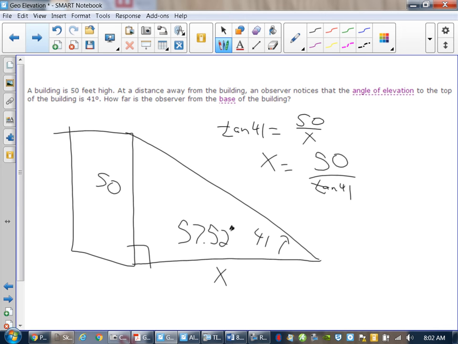All right. Again, this is a very straightforward application of what we're working on. Elevation and depression is such a very common thing that you'll see.